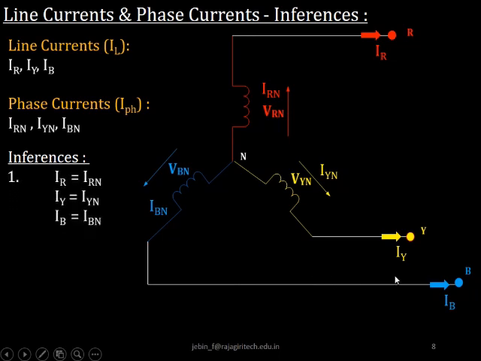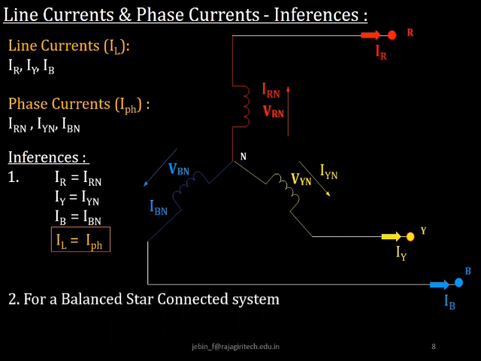So I can generalize that in case of a balanced three-phase star connected system, my line current and phase currents are the same. And there is one more additional point. For a balanced three-phase star connected system, the vectorial sum of IR, IY and IB is equal to 0, which means that if I had a neutral wire towards a load, my neutral current will be 0.